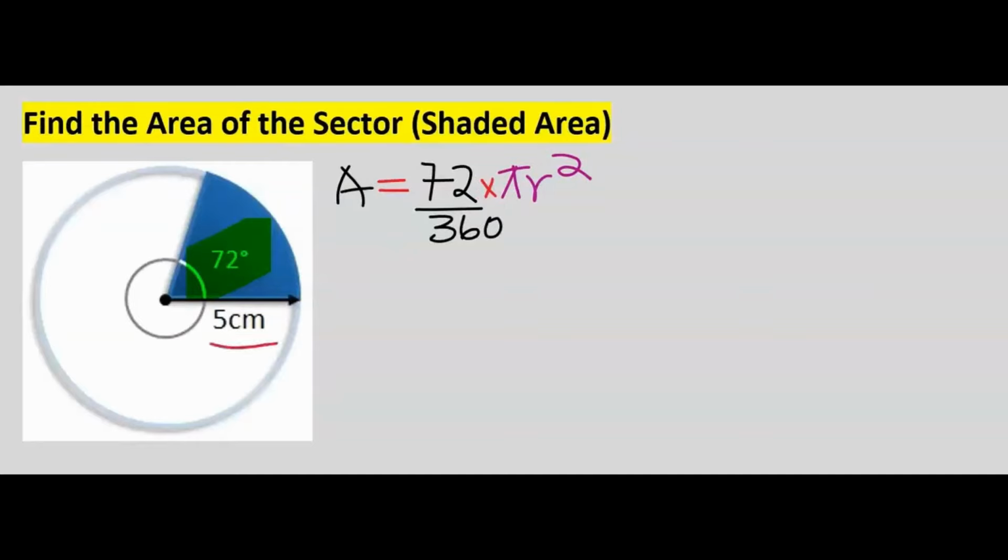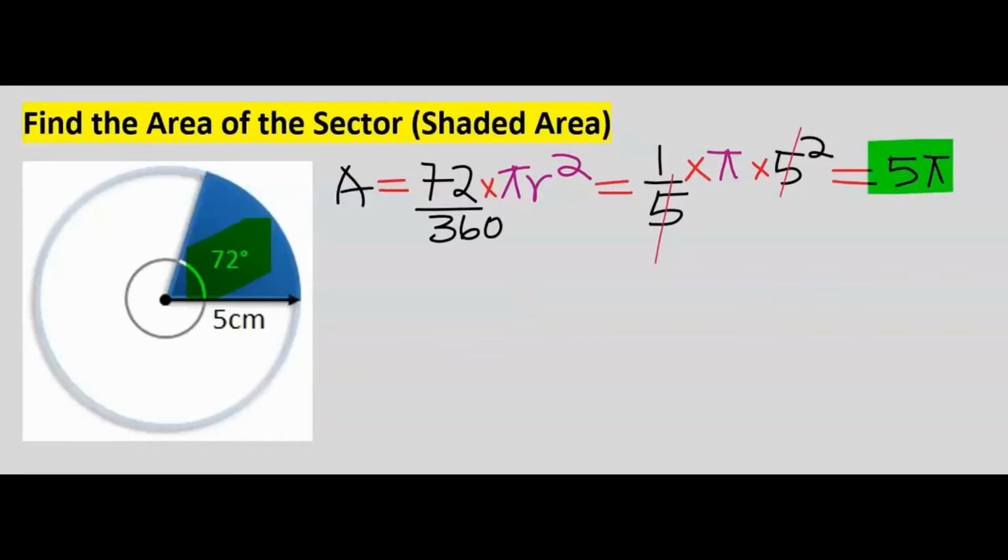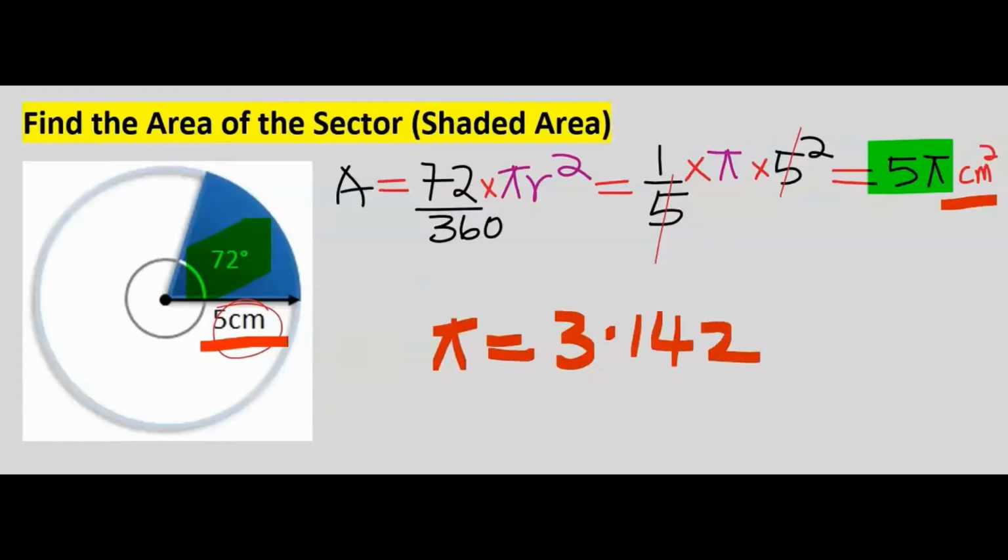Next, we're going to substitute for the radius. Next, we simplify. This 5 will take away 5, and we are left with 5 pi. Next, we consider the unit, which is in centimeters. Hence, we're going to have centimeters squared. Here, we have left our answer in terms of pi. But if you substitute the value of pi, you can get the real value of the area.